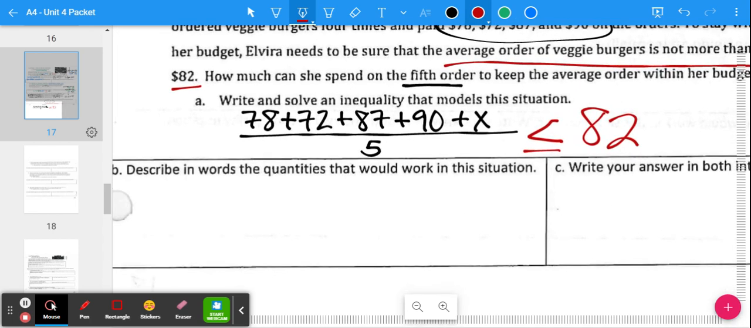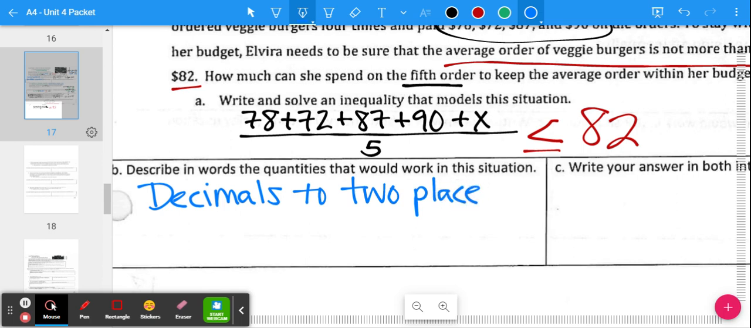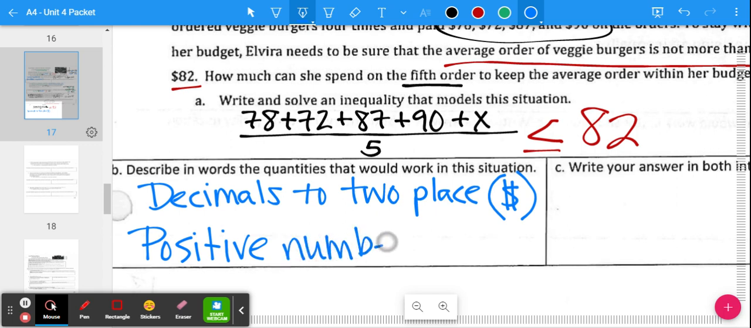So the type of quantities that would make sense are whole numbers. Actually, this one can have decimals, but it's only a decimal to 2 places, because we're talking about money here. And positive values. Positive numbers, because you're not going to pay a negative amount of money for an order of veggie burgers. So the next thing we have to do, like on all of these, is actually solve our inequality.